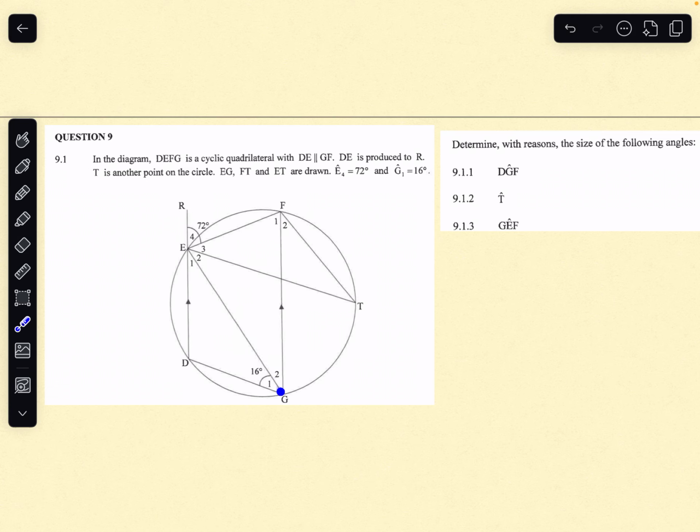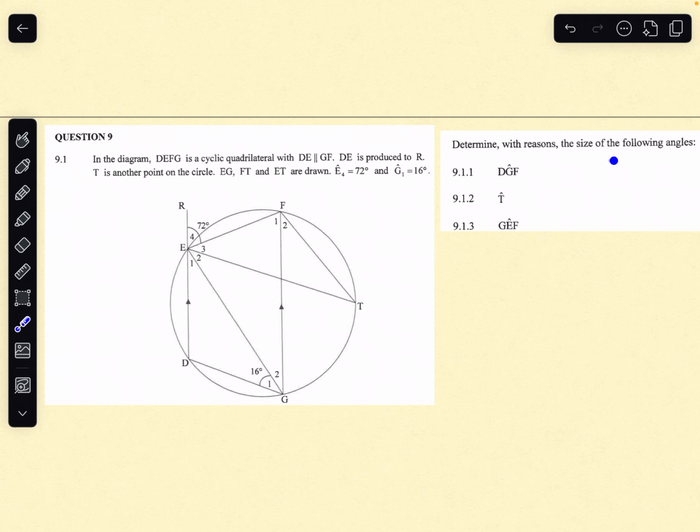EG, FT, and ET are drawn, okay, all straight lines. E4 is 72 degrees. This is an exterior angle to your cyclic quad, so that might be good to know. And G1 is equal to 16. What does that have to do with anything? This chord subtends this angle, but no other angle. No center of circle is mentioned, so that chops a whole lot of theorems. Maybe not a whole lot, but you know.